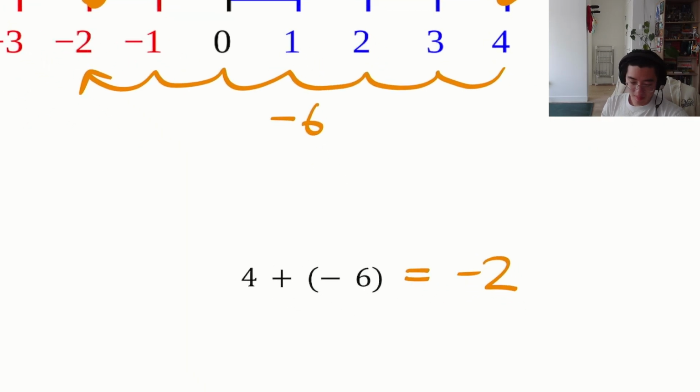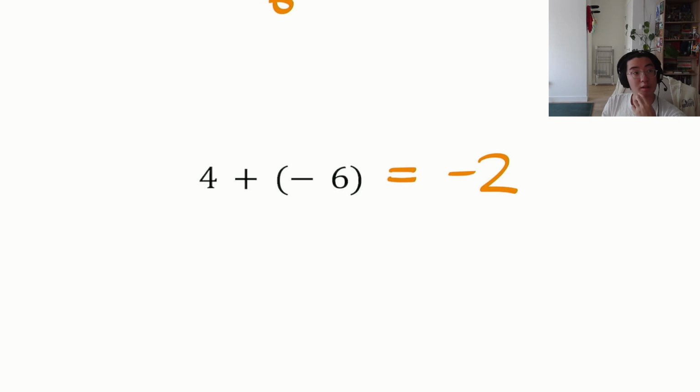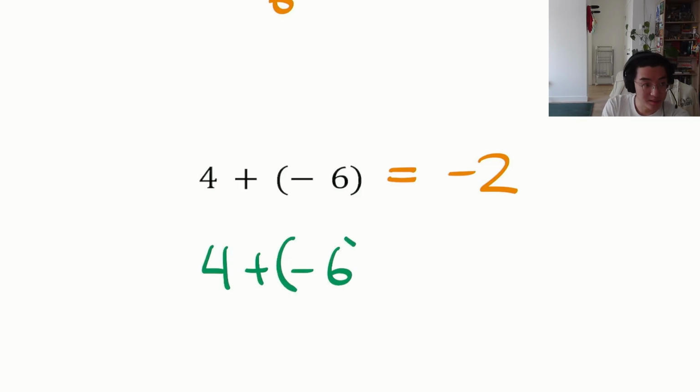Something to know here, we always try to put brackets in between the operations so we don't get confused. If we just do something like 4 plus -6, that's a little confusing. Having two signs next to each other in math is very illegal. So we separate them using brackets.